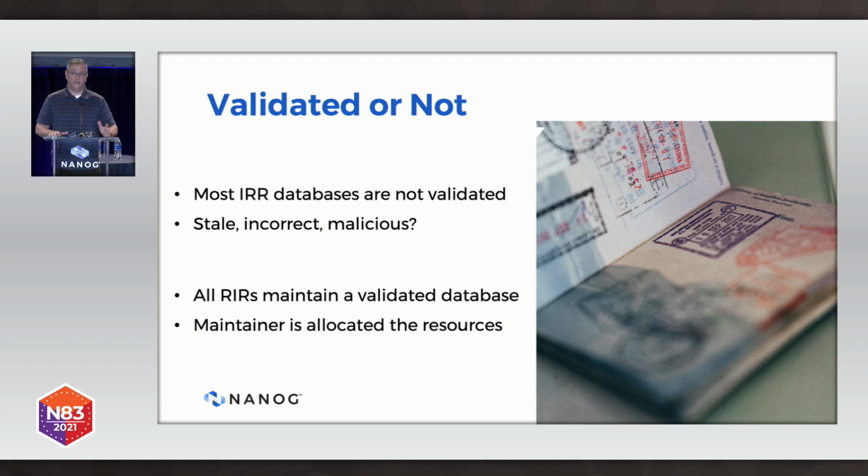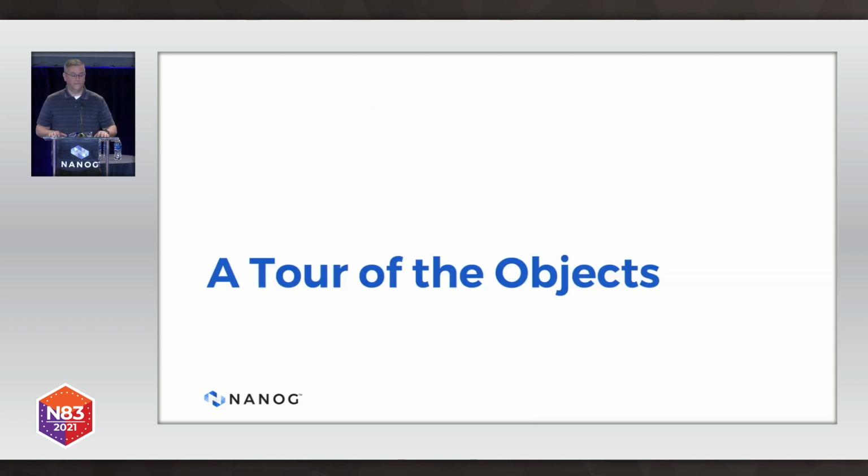The flip side is a validated database, a database in which the resource holders have been given the rights to use internet number resources from the RIRs. And the RIRs are the only ones that have the ability to confirm that organization X has been allocated these blocks and can assure everyone who looks at an authenticated database that the data is correct. Next slide, please. So what is the database made of?